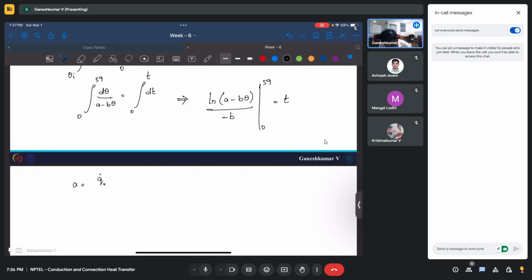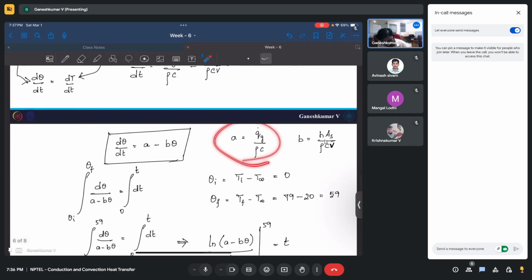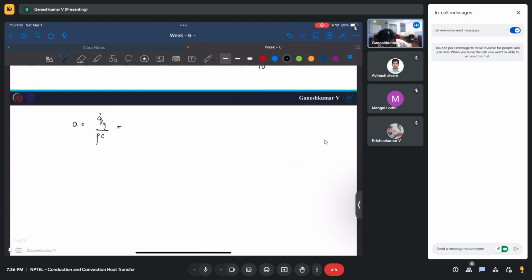A is Q dot g by rho c, right? Q dot g by rho c over here. Let's calculate that. Q dot g is 9 into 10 power 6 divided by rho, which is, I think, 2000, and c is the specific heat constant, which is 700. So if you perform this calculation, you will end up having something like 6.4. Please check this. I might be making mistakes in between. I'm not very good with calculators.